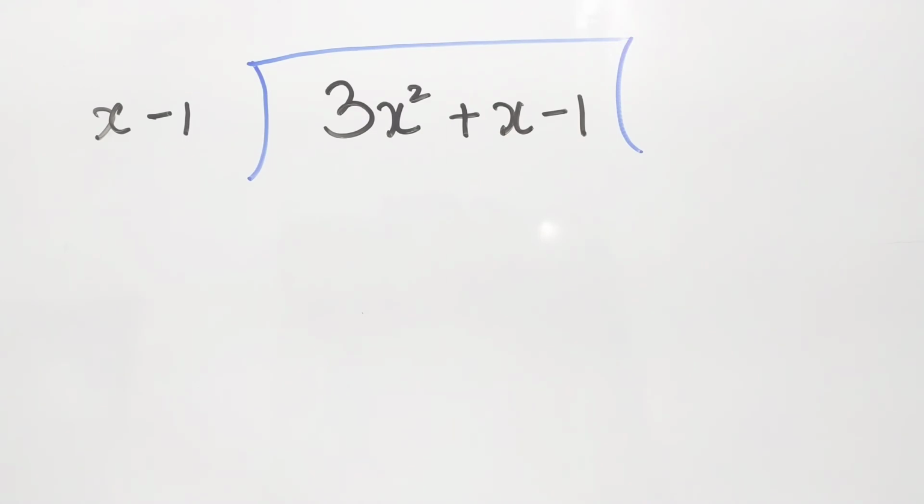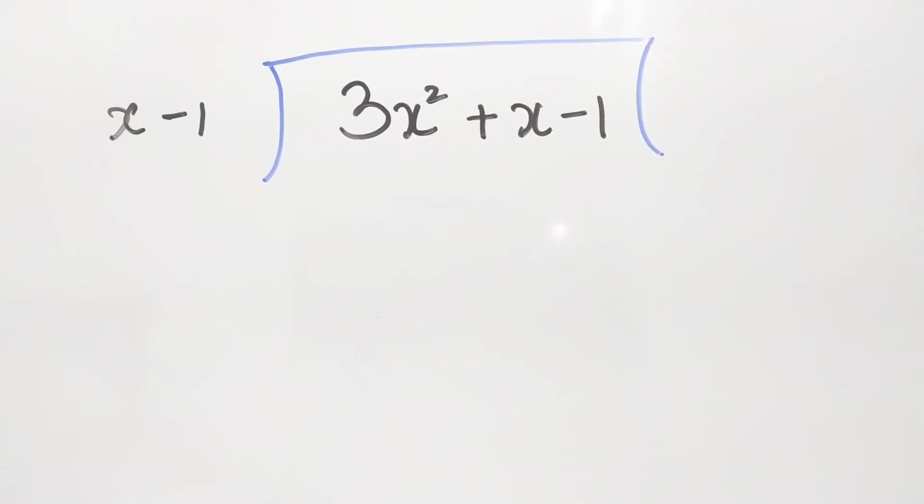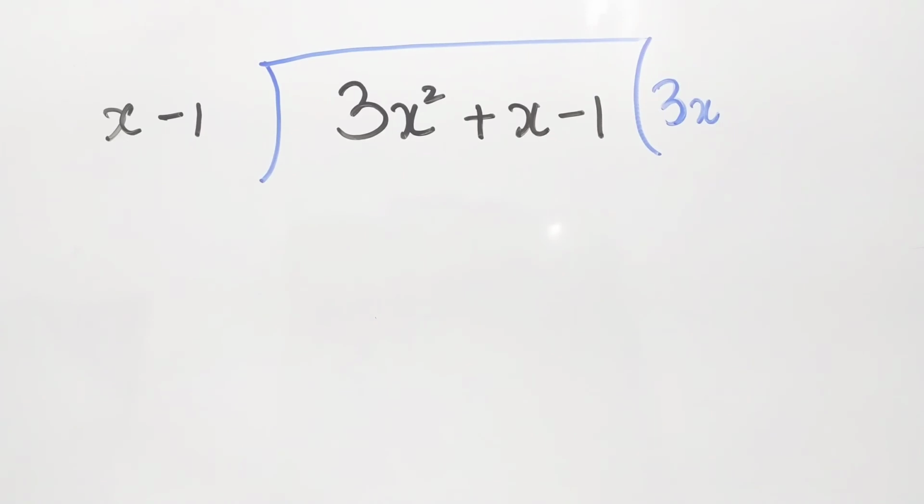Let's say I have a number 3x square plus x minus 1. Not a number, a polynomial equivalent to a number. And I have to divide this by x minus 1. Let's start with the leftmost term. So I have 3x square and x here as the leftmost term. Now what do I need to multiply x by to get 3x square? 3x, right? 3x multiplied by x will give me 3x square. So I put 3x as the first term in my quotient.